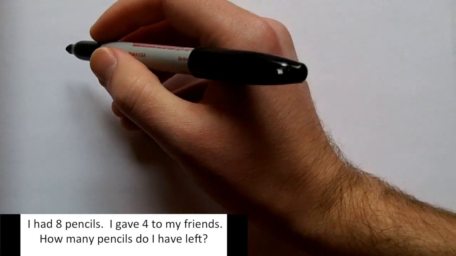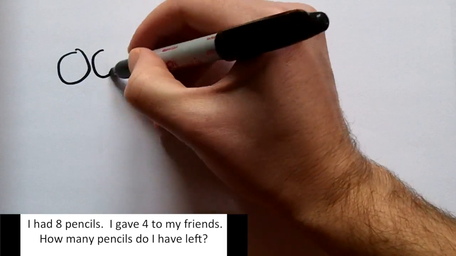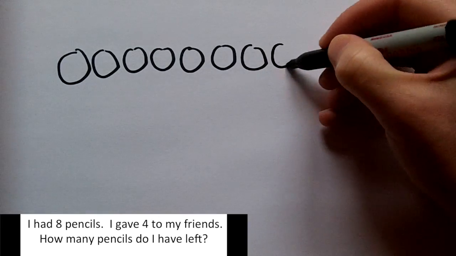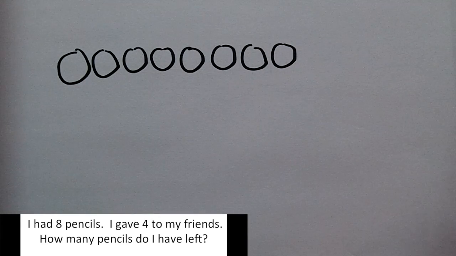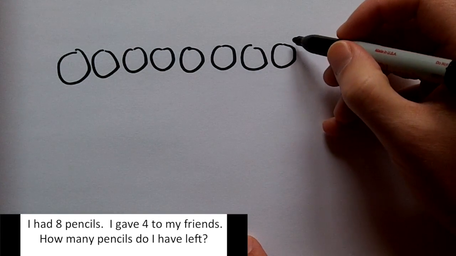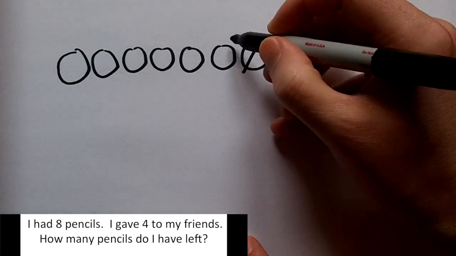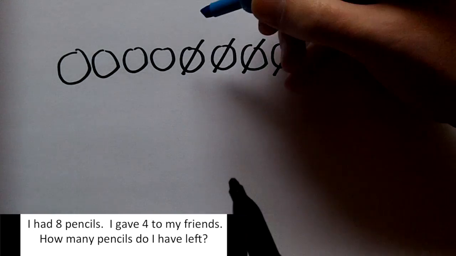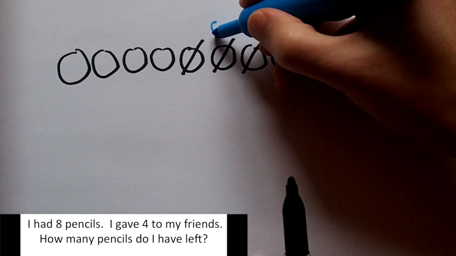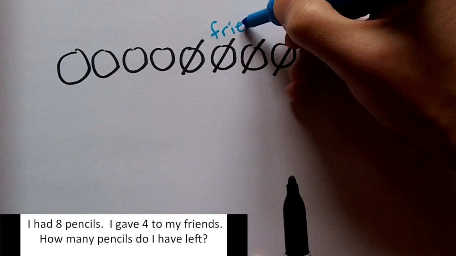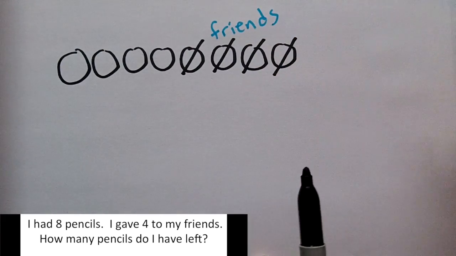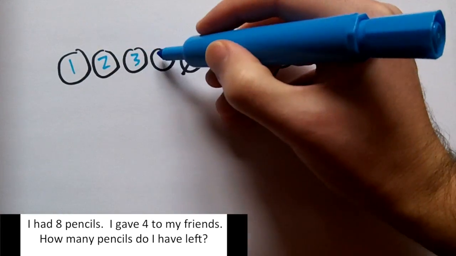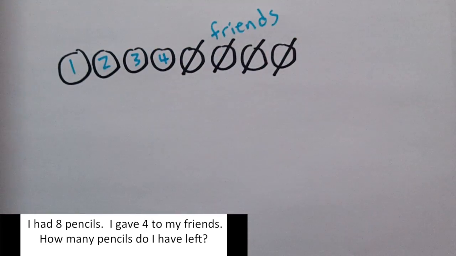Okay, let's draw a picture. I had 8 pencils. I'm going to count 8 pencils here. I gave 4 to my friends, so I'm going to cross out 4. 1, 2, 3, 4. Again, always got to label, so I'm going to label this. These are the ones that I gave to my friends. Which means that the ones over here are the ones that I had left. I had 1, 2, 3, 4 pencils left.